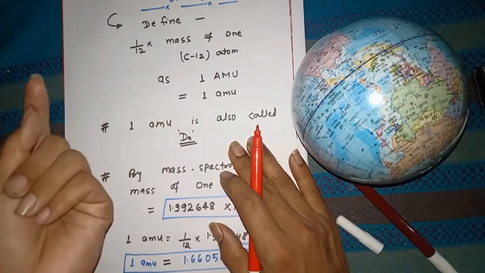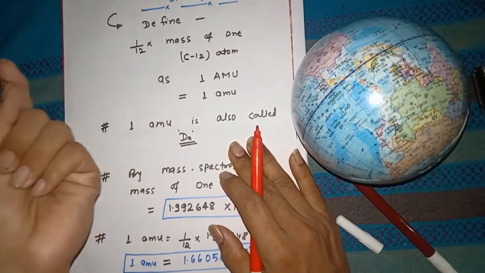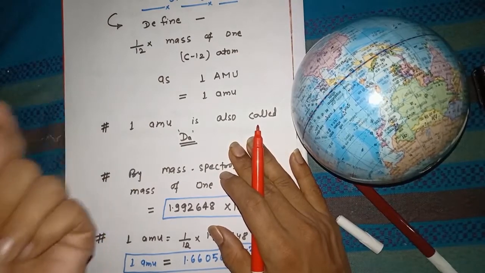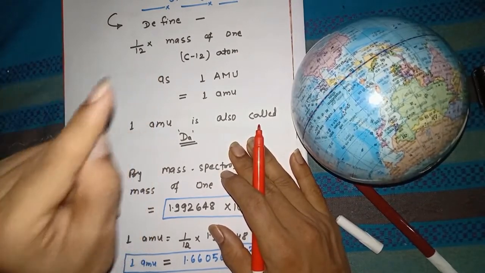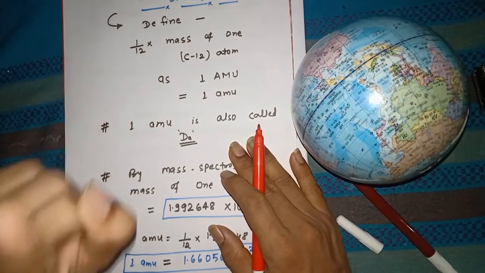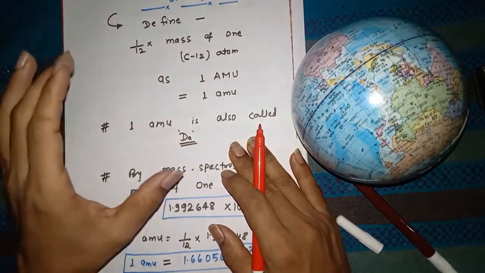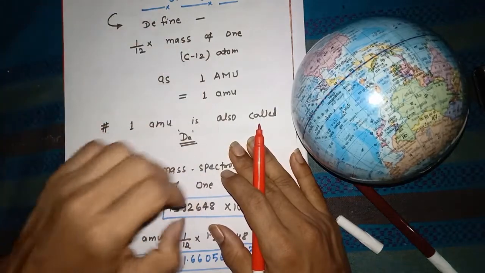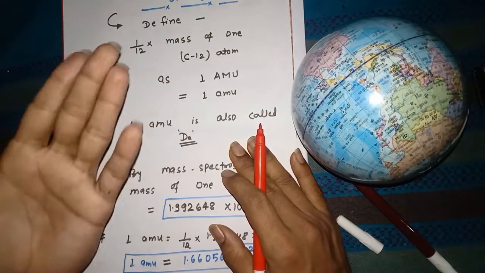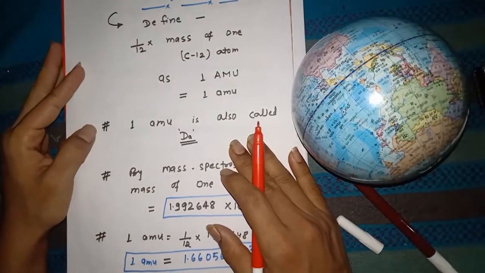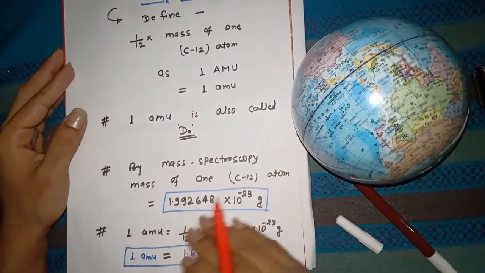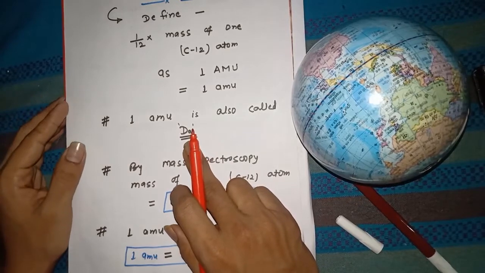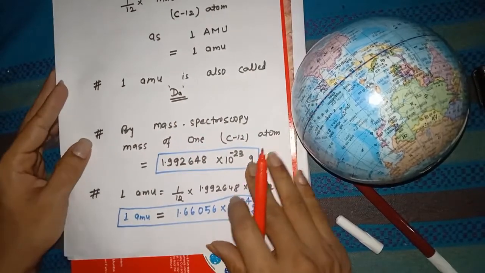As I have already told you, it is the same as 1 into the mass of one hydrogen atom. It is the same as 1 by 16 into the mass of one oxygen atom. Have you got my point? So this definition is given for atomic mass unit, AMU. AMU is also called Da, for Dalton, because it was first proposed by John Dalton.